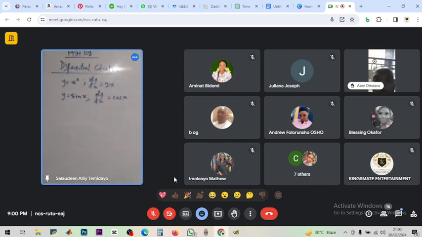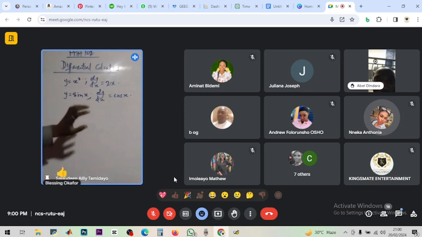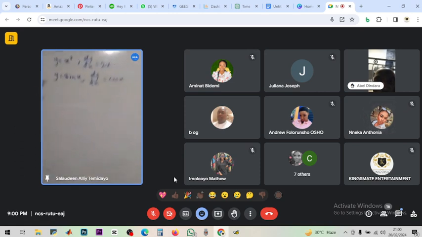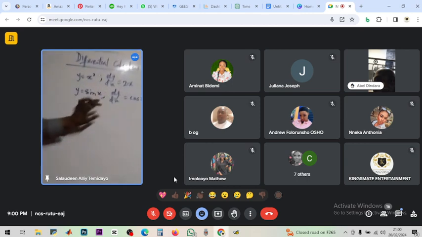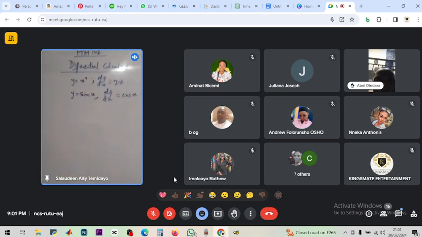Please, are we getting it? With emojis, finish. I would like you not to be unmuting your mics. Just use emoji, because that will be wasting time. When y equals sine x, definitely dy dx must be equal to cos x.